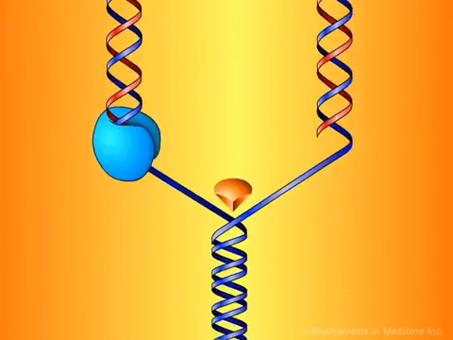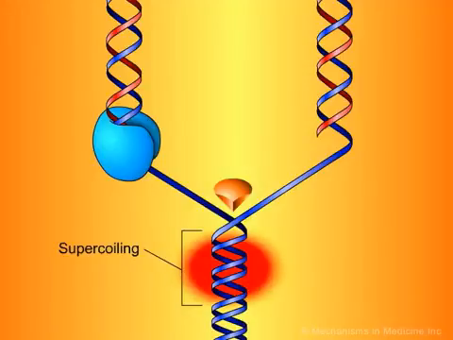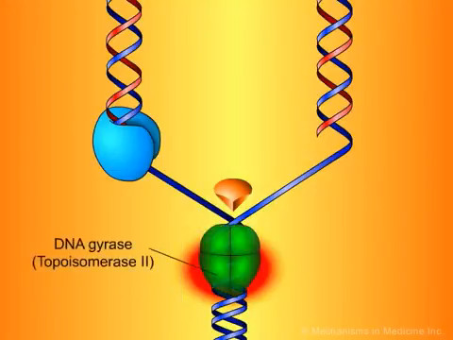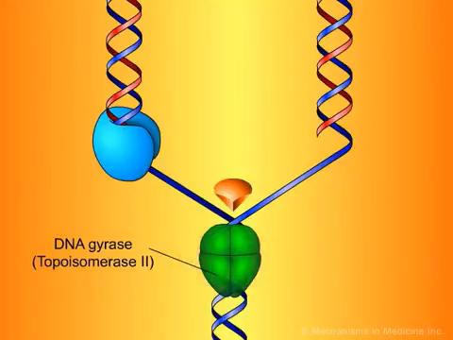As the replication forks move forward, positive superhelical twists in the DNA begin to accumulate ahead of them. In order for DNA replication to continue, these superhelical twists must be removed. The bacterial enzyme DNA gyrase, which is also known as topoisomerase II, is responsible for removing the positive superhelical twists so that DNA replication can proceed.